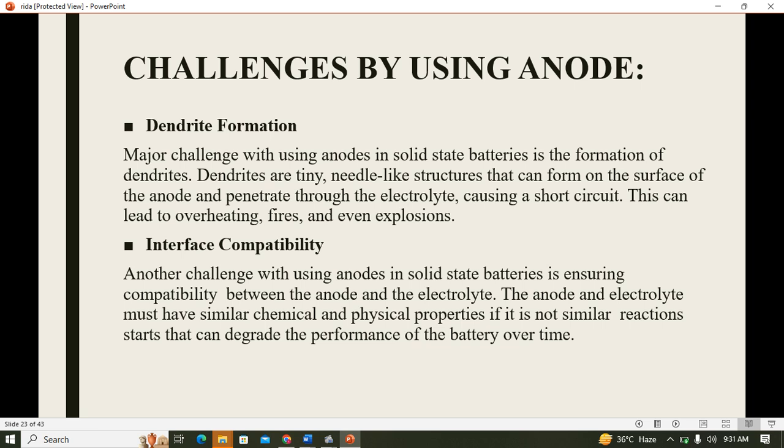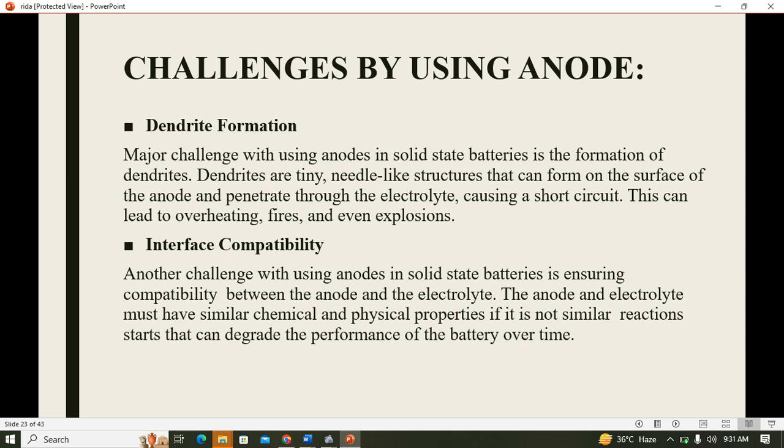Challenges faced in solid state batteries by using anodes. First one is dendrite formation, which is the biggest challenge. Basically, dendrites are tiny needle-like structures that can form on the surface of the anode and penetrate through the electrolyte, causing a short circuit. The second one is interface compatibility.